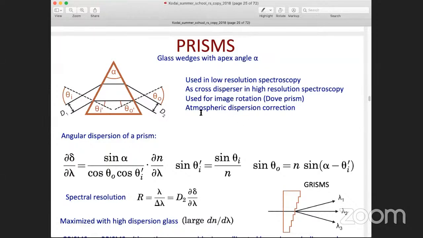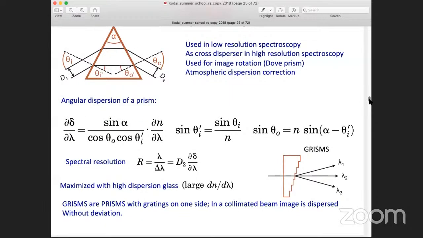And prisms are also used in atmospheric dispersion correction, because particularly when you are looking at planets at a very low altitude, you would generally see the image smeared, with one side looking red and the other side looking blue. This is because of the dispersion of the light by the atmosphere. If we have an instrument with a combination of two prisms which can be rotated on top of each other, we can compensate for the dispersion produced by the atmosphere and get a sharp image. So these are some applications of prisms used in astronomy.